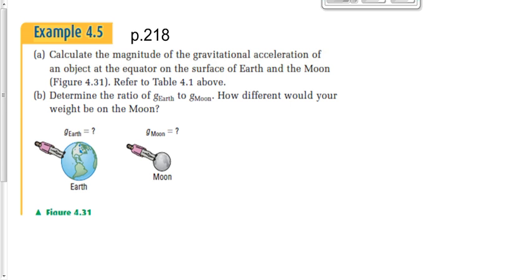All right, question 4.5 on page 218 says, calculate the magnitude of the gravitational acceleration on an object at the equator of the surface of the Earth and the Moon. A couple of things here. First of all, gravitational acceleration, gravitational field, same thing. So we're looking for what we just found. Even though we called it gravitational field a minute ago, now they're calling it gravitational acceleration. Doesn't matter.